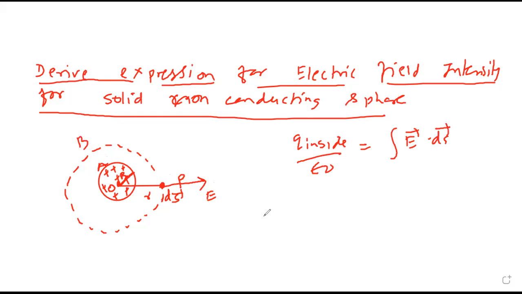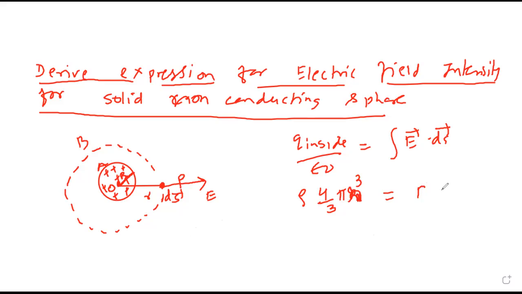What will be the charge inside? It is rho into 4 by 3 pi R cube, correct? See, the charge is situated inside this sphere. So rho into 4 by 3 pi R cube, correct? Yes. But we are taking the full sphere, this Gaussian sphere. The Gaussian sphere's volume will be small r cube. So don't make that mistake.